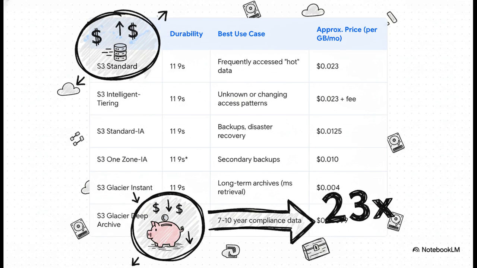That's $0.000099. It's less than 1/10 of a penny. That's a price difference of more than 23 times. Let that sink in. We're going to break down what that actually means for your wallet.